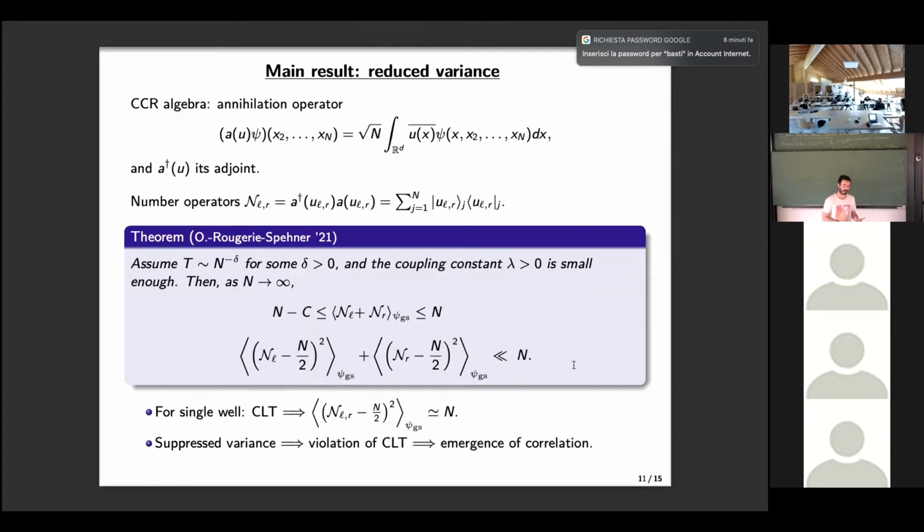And what we prove is that this is not the case. As soon as L goes to infinity fast enough, so that the tunneling goes to 0 as some power of n, no matter how small. So this signals a breakdown of the independent and identically distributed picture, signaling that the ground state is more correlated than for a fixed single well.